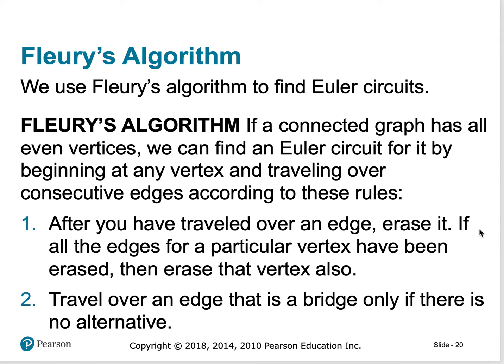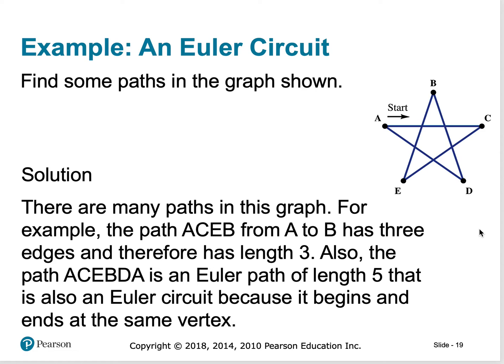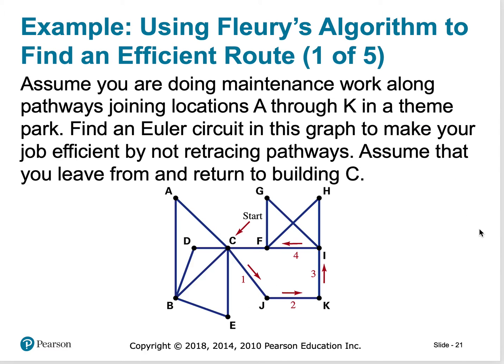Now, Fleury's algorithm builds on this even more, and it says a connected graph, meaning that we can get from one figure to another, has all even vertices, and we can find an Euler circuit for it by beginning at any vertex and traveling over those consecutive edges, as long as it follows the two rules below. If I go back to looking at a figure, things can get rather complex but still work under this principle.